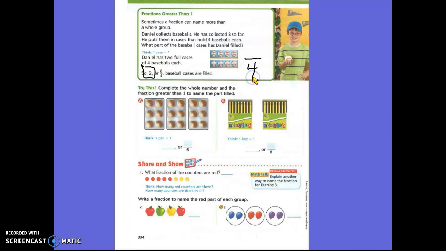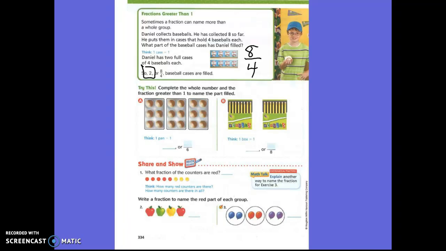4. How many baseballs do we have, though? 8. So 8 is our top number. 8/4 is the same thing as 2 wholes. For a minute, I thought it was wrong. Nope. All right, so let's try this. We're going to try these 2 practice problems, okay? And then you have show and share.